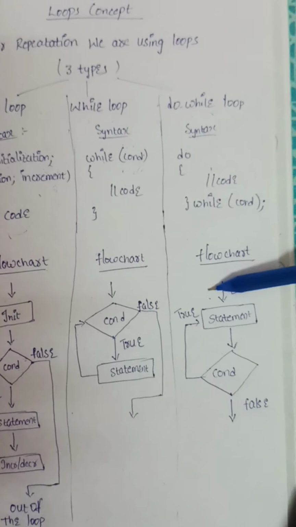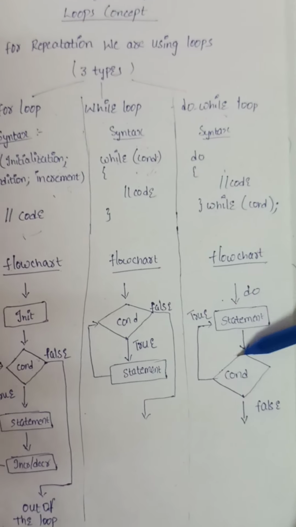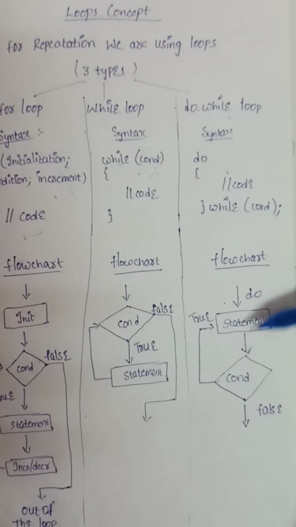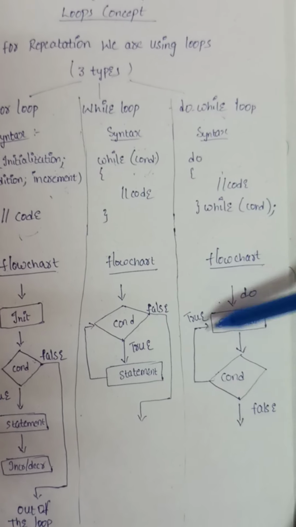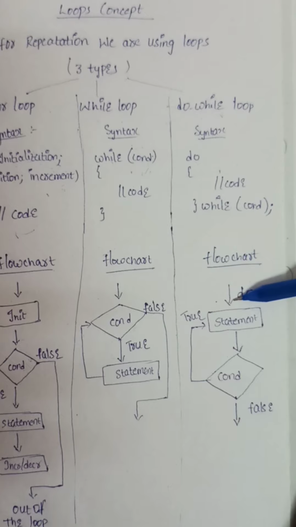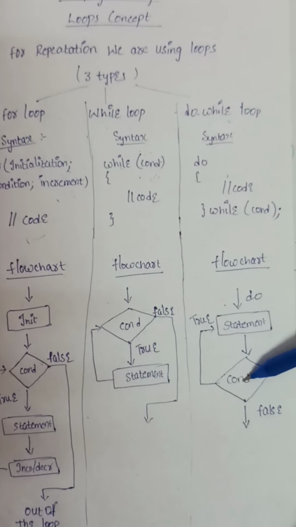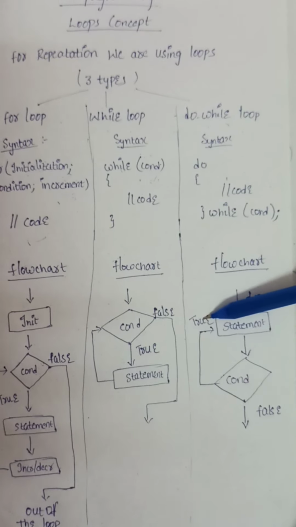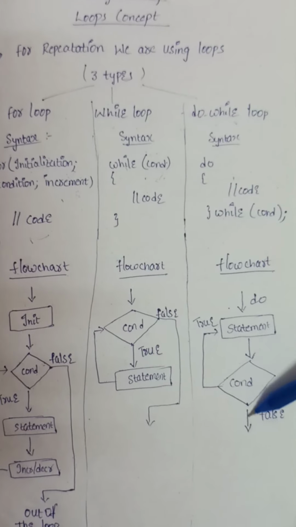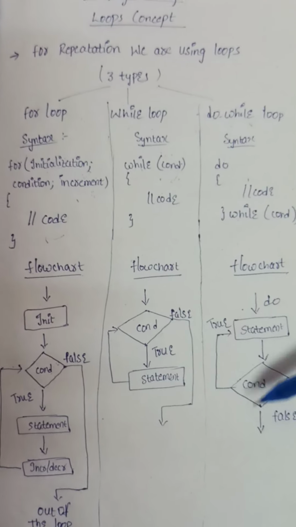See the flowchart. It will execute the statements inside the loop and will check the condition. If it is true, it will execute the statements again and check the condition, until the condition is false. If the condition is false, it will exit from the loop.